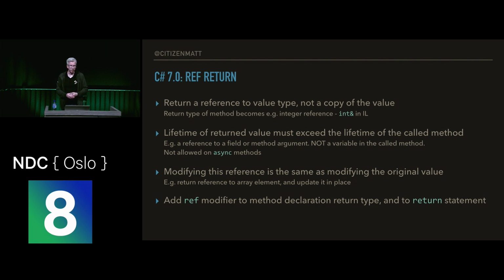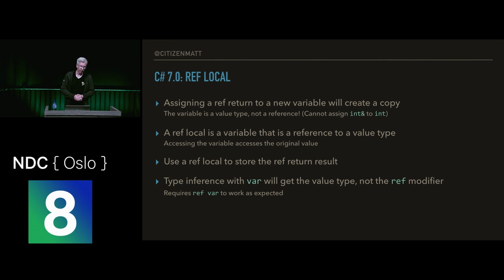To use this, you need to use the ref modifier and add that to the method declaration, to the return type, and also in the return statement itself. And I'll show you this in a sec. But we've got a problem here now because we've got a method which has a return type of reference of an integer, int with the ampersand at the end of it, if you want to talk about IL. And how do I assign that to a local variable? Because a local variable isn't going to be int with an ampersand, it's just going to be int.